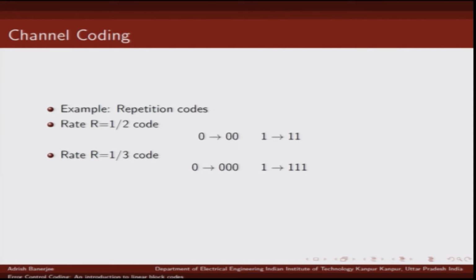Similarly, for a rate 1/3 repetition code, for 0 we will transmit 0 0 0, and for 1 we will transmit 1 1 1. You can see that in the rate 1/2 case we are adding one additional redundant bit, and in the case of the rate 1/3 code we are adding two additional redundant bits. How we are going to make use of these redundant bits for error correction and error detection will be explained in the next slide.